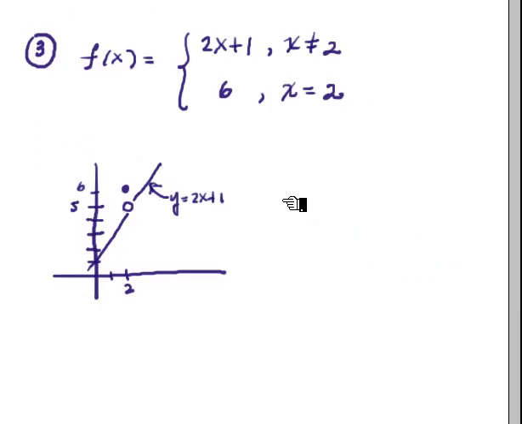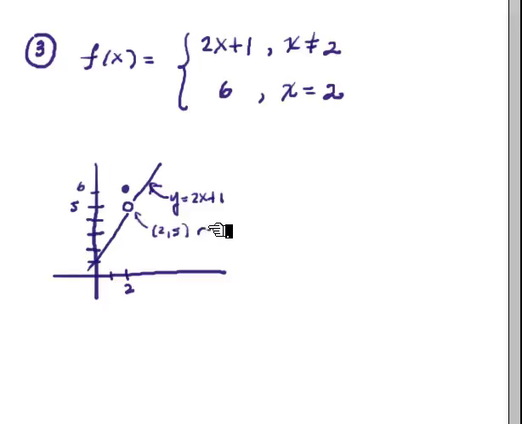Here's our next example of limits that exist. We have a piecewise defined function. f of x is equal to the line 2x plus 1 when x is not equal to 2, and f of x is equal to 6 when x is equal to 2. Here's a picture of f of x. Here's the line y equals 2x plus 1 with this one point removed. The point (2, 5) is removed.